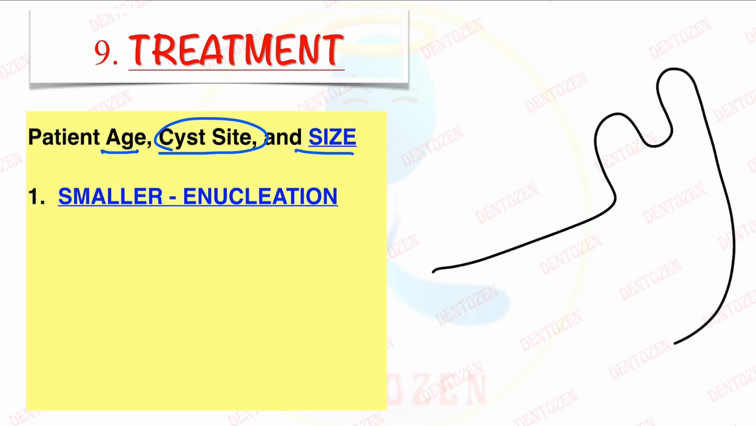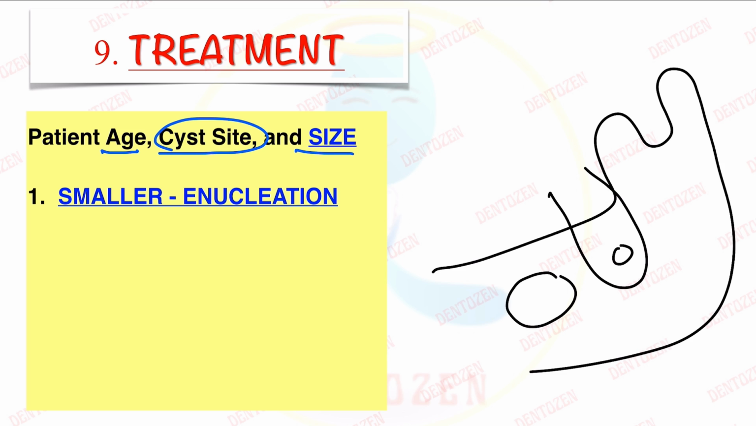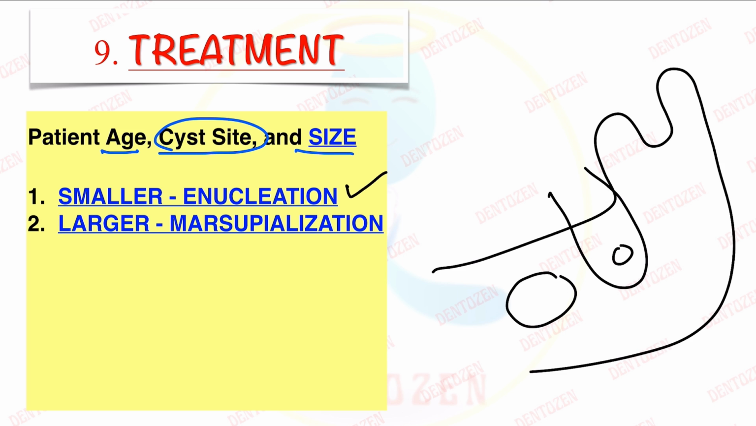When the cyst size is small, we can remove it completely. And if the cyst size is big, we can do marsupialization. So if it is small, we do enucleation. If it is big, we do marsupialization, which is known as deroofing. That is, we remove the complete roof of the cyst. But that is not enough for something like OKC. As OKC is aggressive, we have to do aggressive treatment.